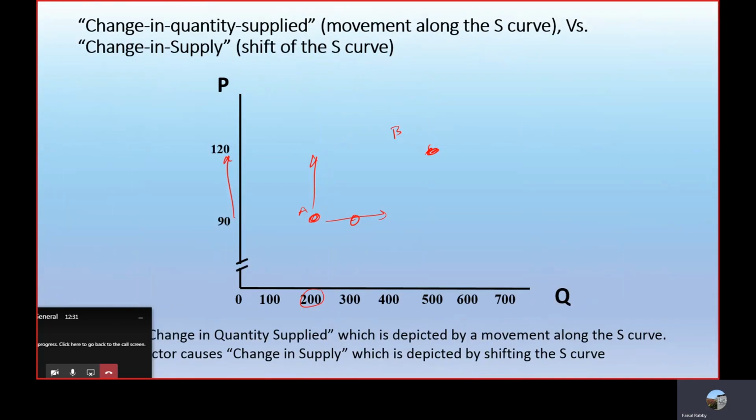Let's do a quick recap. Imagine that currently the price of a certain product is $90 and not a lot of units are being supplied. Sellers are supplying 200 units and point A is coordinating this low price with this low quantity. Other things unchanged, which means mostly cost of business unchanged.